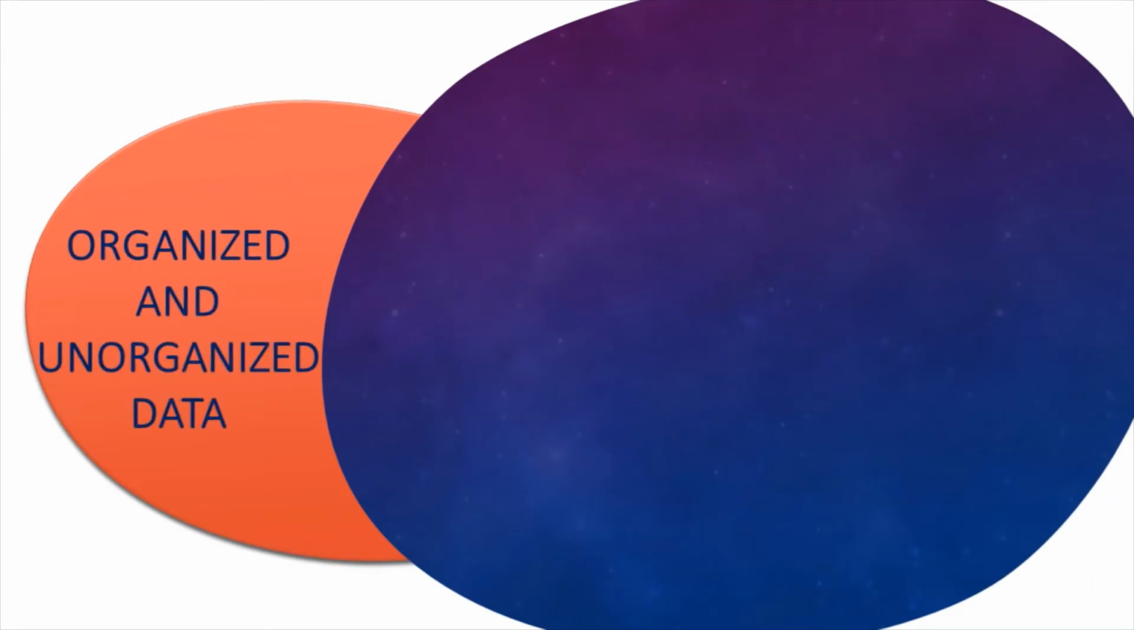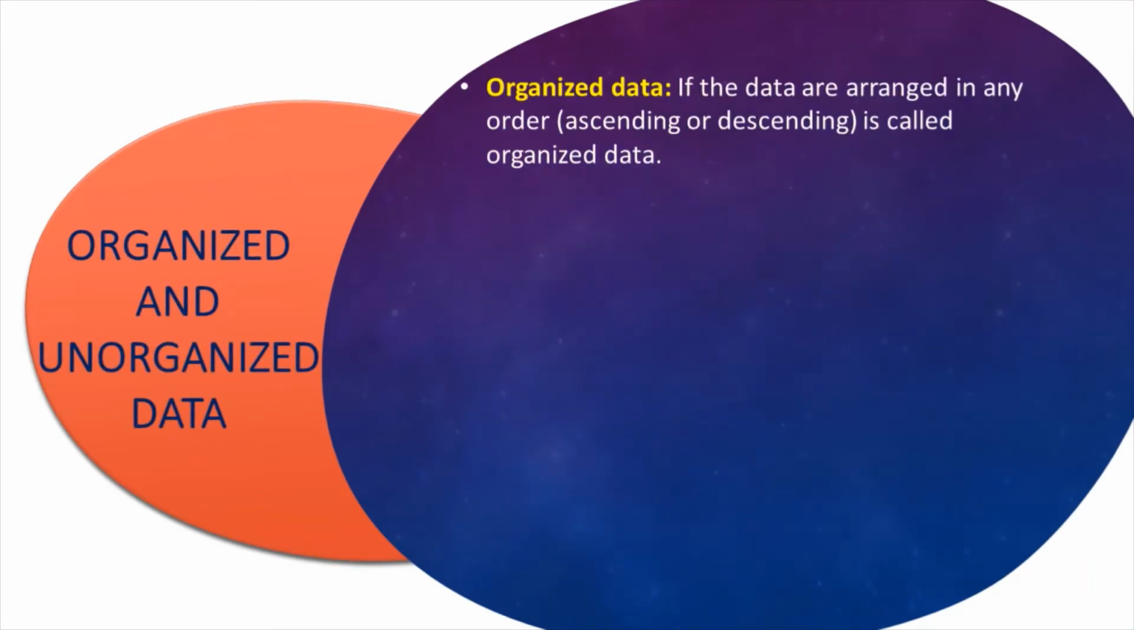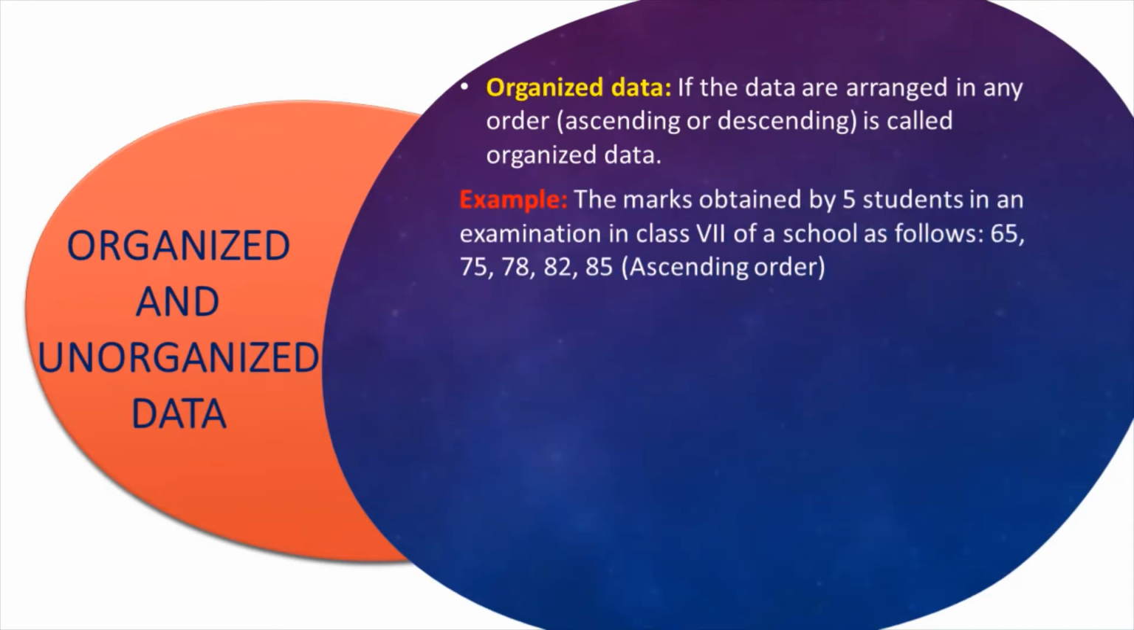Organized and unorganized data. Organized data: if the data are arranged in any order, ascending or descending, it is called organized data. The example is the marks obtained by 5 students in an examination in class 7 of a school as follows: 65, 75, 78, 82, 85. They are in ascending order, my dear. So these are the organized data.